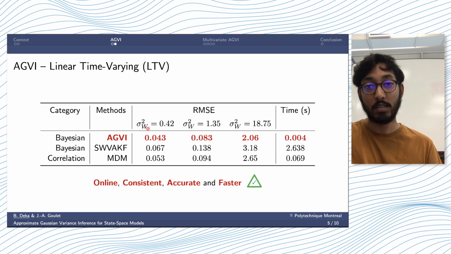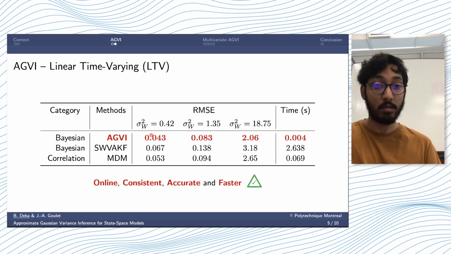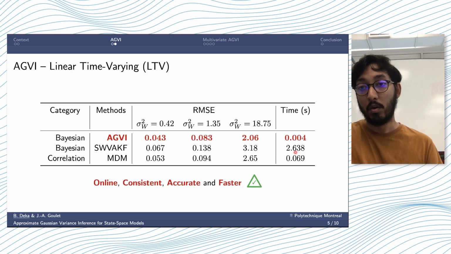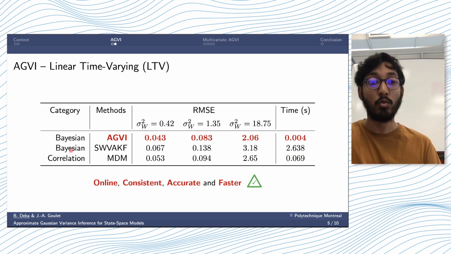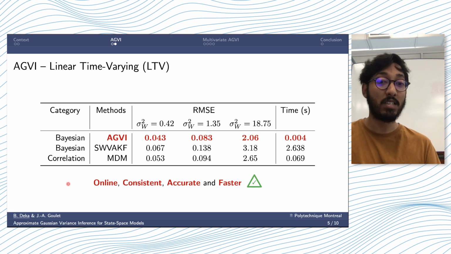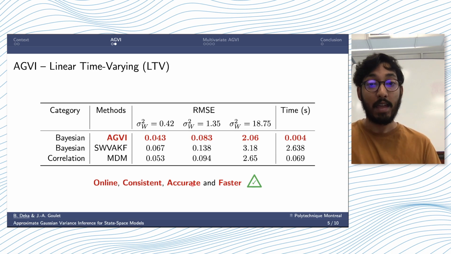We have compared across several values, for example 0.42, 1.35 and 18.75, and we see that on RMSE we are much better compared to the other two approaches. And if you look at the time, we are at least 2 orders of magnitude faster than the two competing approaches. Hence AGVI is an online approach that provides consistent estimates, is accurate, and is faster compared to the other two competing approaches.